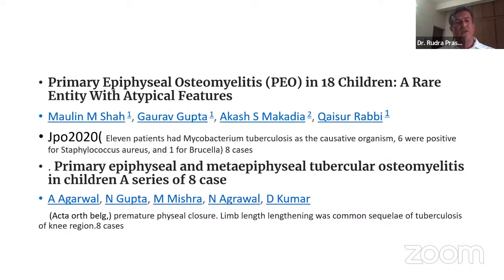Our own friends, Dr. Maulin and Dr. Agarwal from Delhi, and Maulin from Ahmedabad, have done a wonderful series presentation in JPO recently, where in 18 cases they saw epiphyseal osteomyelitis. Whenever you see an epiphyseal osteomyelitis, the other organism to be kept in mind in children is, in our country, tuberculosis. It's quite common, and you can have bacterial infection as well.